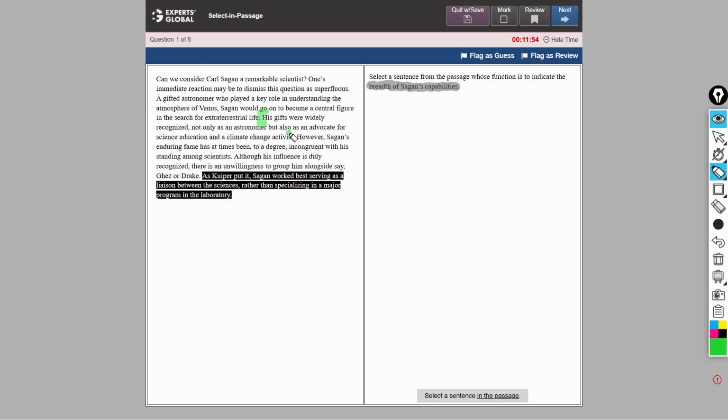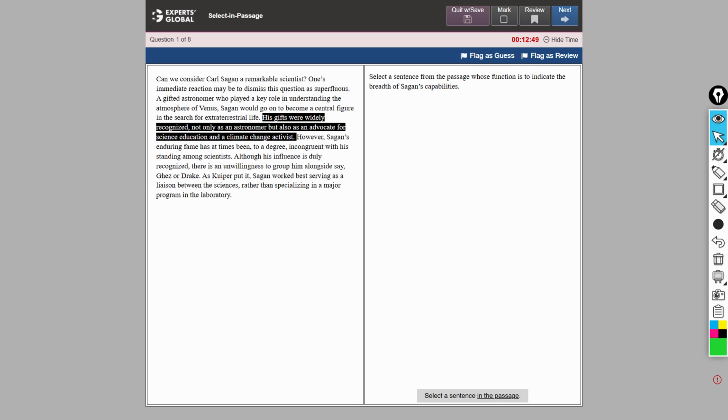Whereas this sentence talks about his gifts not only as something but also as something else and something else. Therefore, this answer choice does indicate the breadth of this scientist's capabilities. This sentence is the correct answer choice. If you got this question correct and through a thorough, complete reasoning, excellent job. This sentence here is the correct answer.